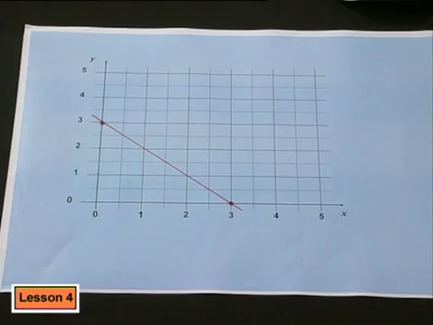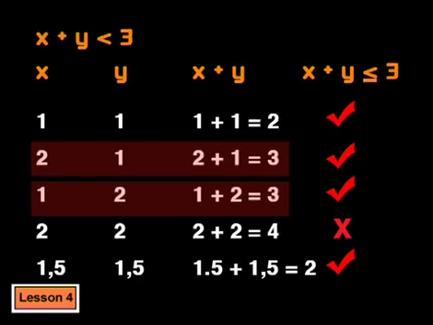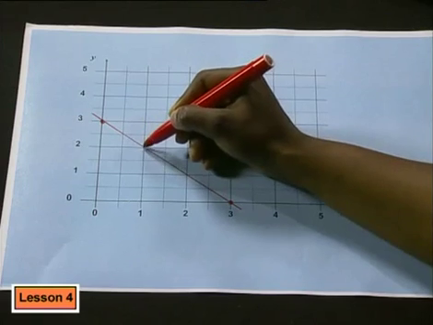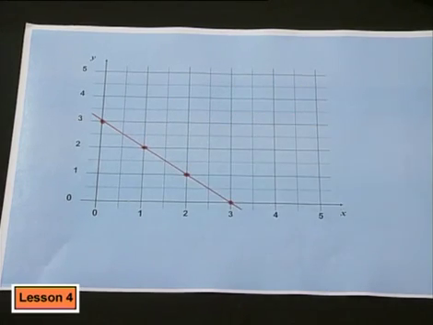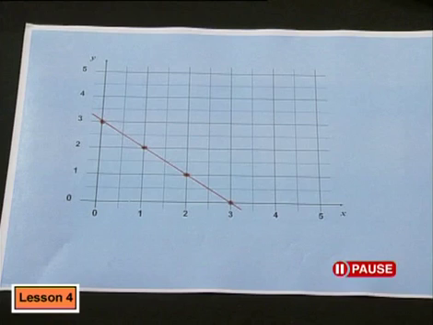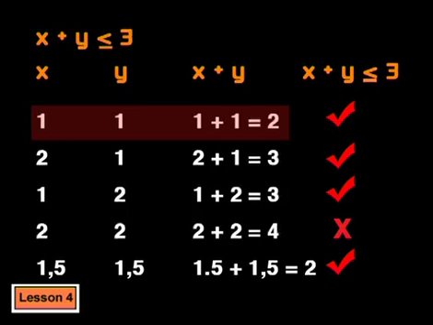Well done. Now let's look at the points we tested earlier, 1, 2 and 2, 1. They gave us exactly 3. 1, 2 and 2, 1 both lie on the line you've drawn. So this line represents all of the points that satisfy the equal to part of less than or equal to. Now, how can we show the points that are represented by the less than part of less than or equal to? We worked out one of those points already.